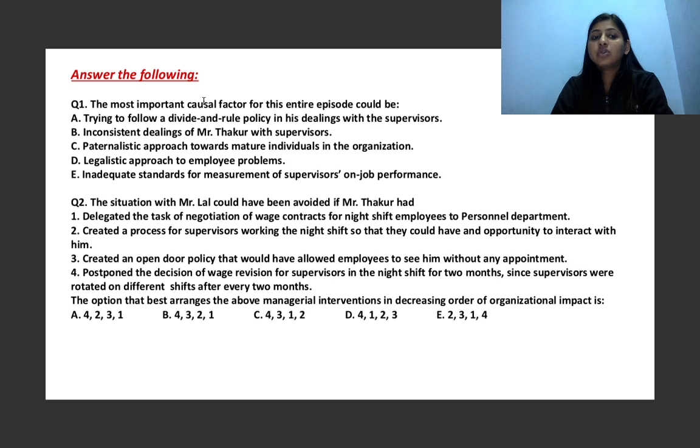If Mr. Thakur would have dealt with all before implementing the wage contract for all, would the situation arise? No, right? So it was Mr. Thakur's inconsistent dealing with the supervisors that led to this entire episode. That was the root cause, the main cause, the most important factor. Any doubts with any other options? Okay. Next question, question 2.